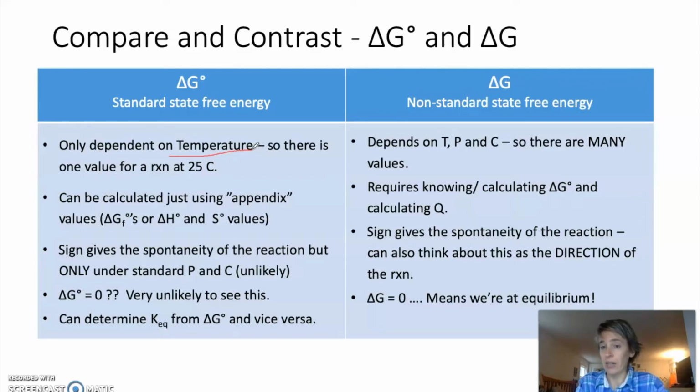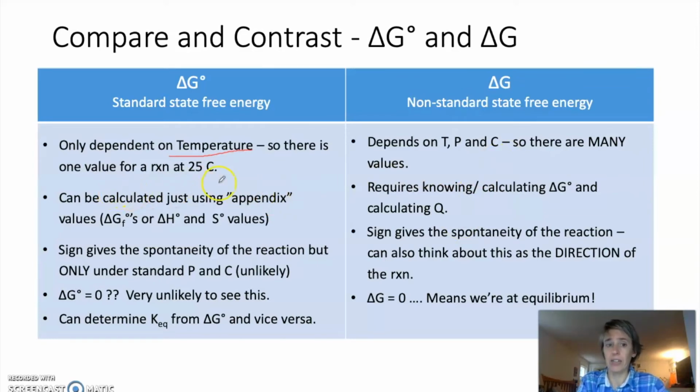But for non-standard state free energy, you could poise a system at any particular point. You could throw together whatever concentrations of X, Y, and Z, and wherever you're at, depending on those concentrations, is going to shift towards equilibrium, whether that's left or right. So there are many, many possible values for non-standard state free energy. I could have a lot of X, a little of Z, a lot of Z, a little of X, similar amounts of both. Lots of possibilities there.